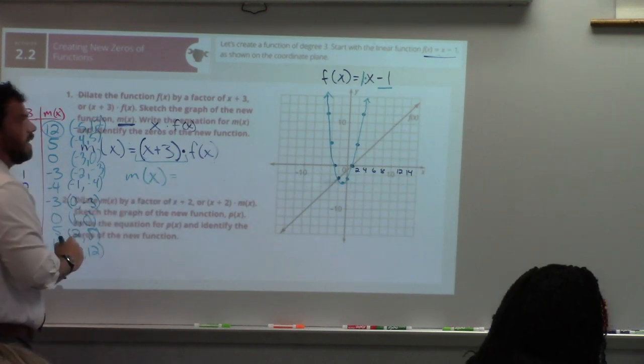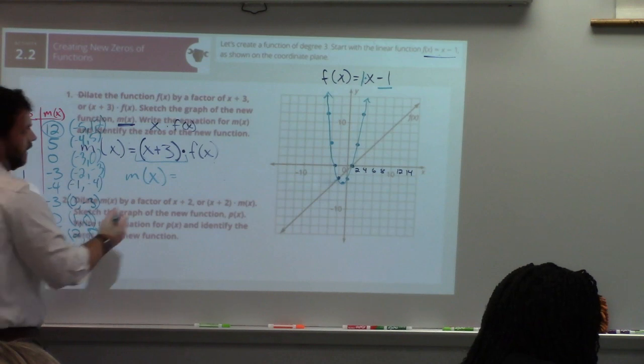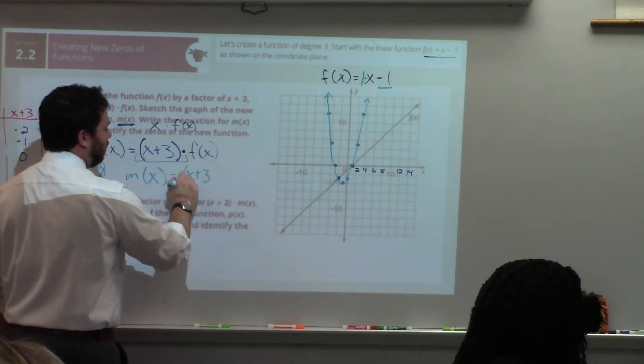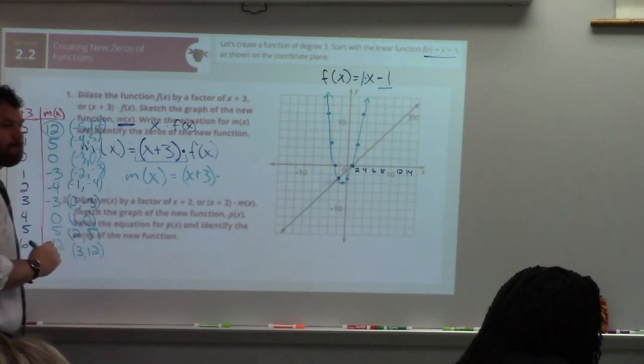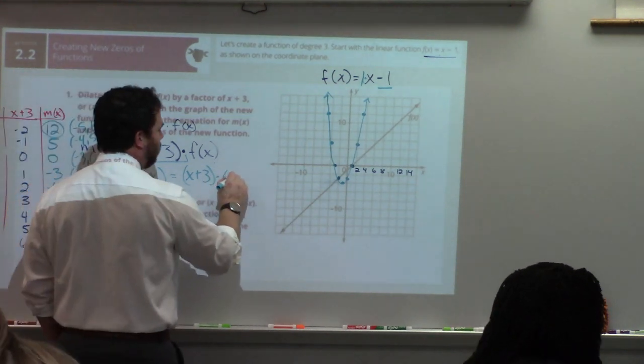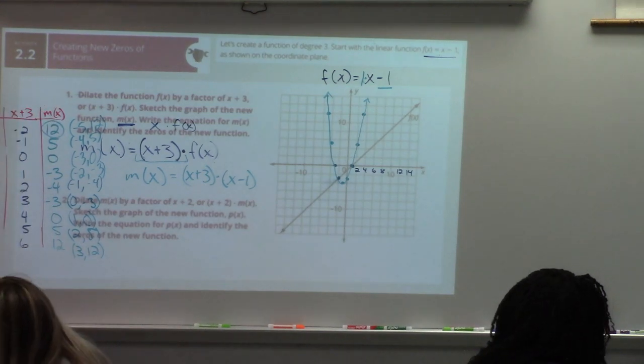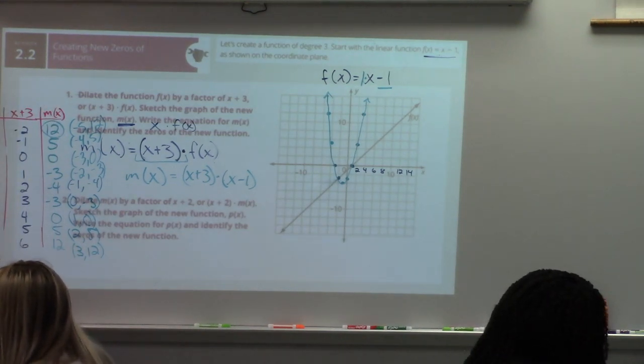Thinking about what we did in activity 2.1, how can we write m of x? The x plus 3 is still x plus 3 times what? x minus 1. Is that what f of x is? x minus 1 here? Yes, no, maybe so? Oh, so there's m of x.